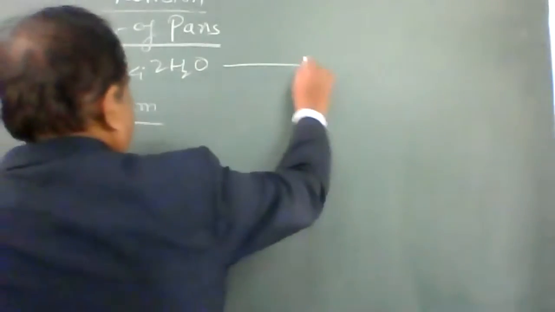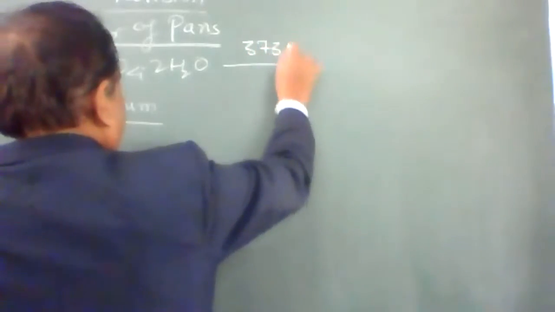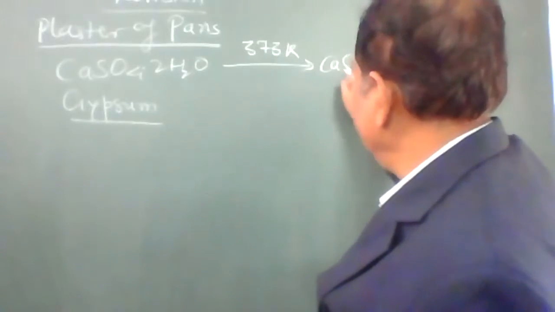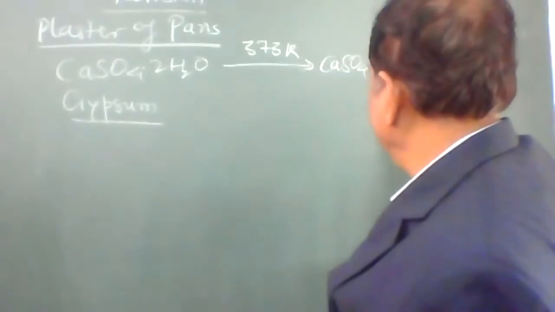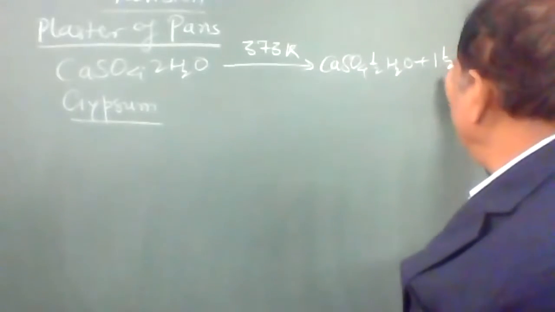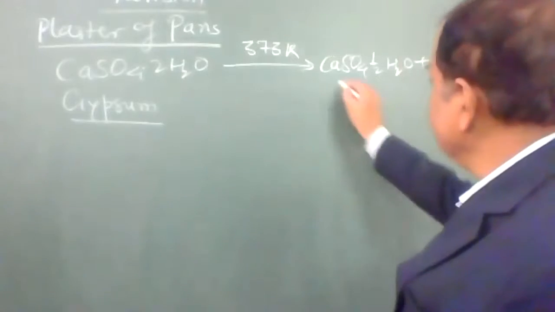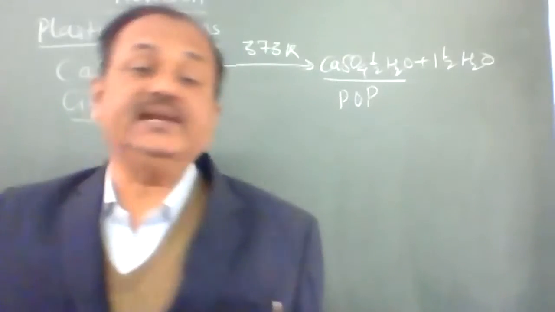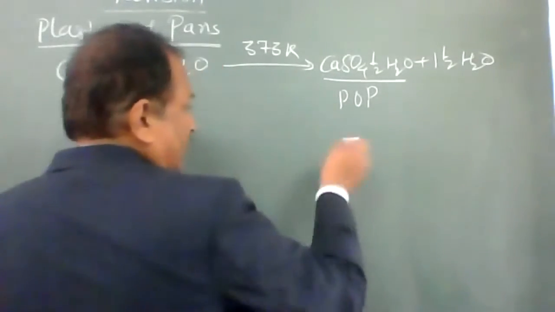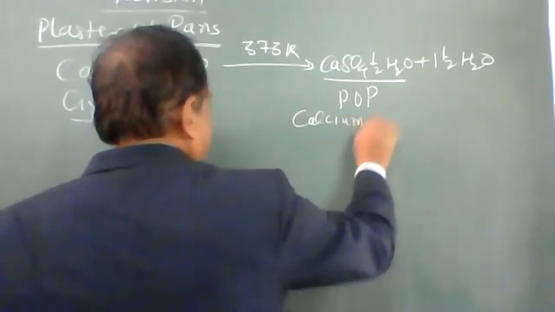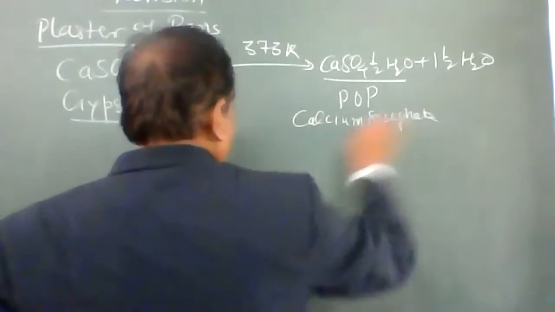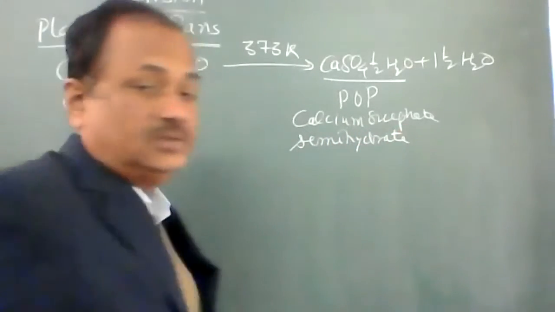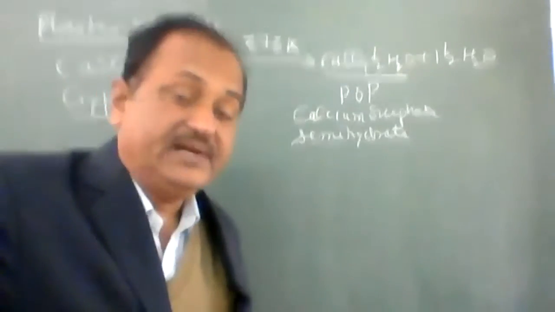And on heating at 373 Kelvin, we get CaSO4.½H2O plus 1.5 H2O. So this is plaster of Paris. It is called calcium sulfate hemihydrate. Its scientific name is calcium sulfate hemihydrate. Semi means half, so it is semihydrate or hemihydrate.